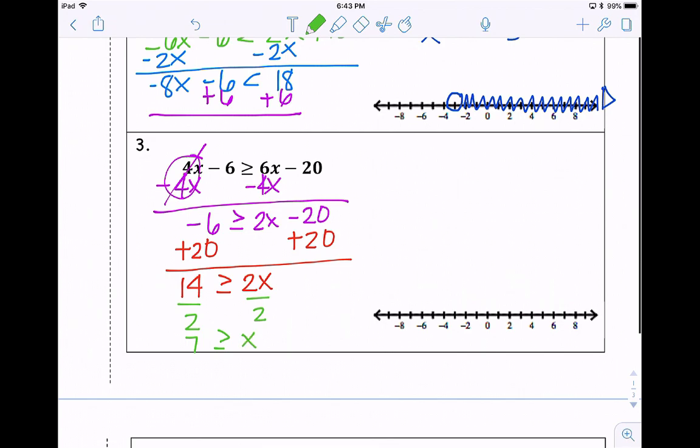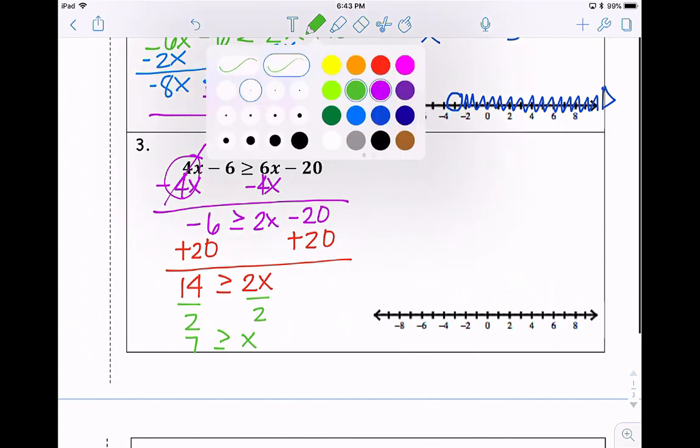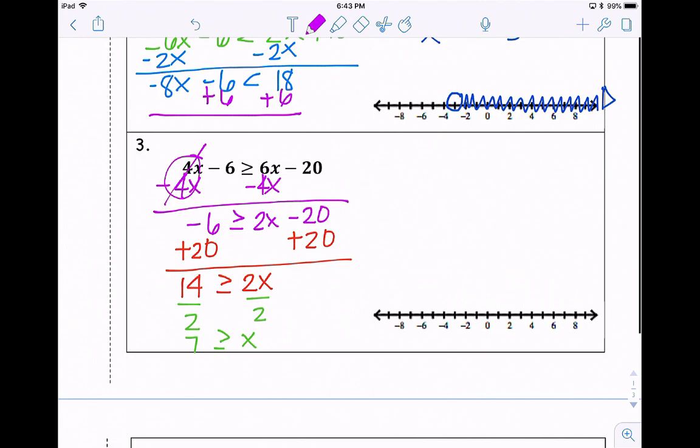We want to read it from the variable. So in this case, I need to flip every single piece around. I want to put the x on the left-hand side and the 7 on the right-hand side, and I can't just switch those. I also have to change the symbol in the middle. So really, really important that you know how to flip this around. So this is going to now say x is less than or equal to 7. So we want to try and always get that variable on the left.